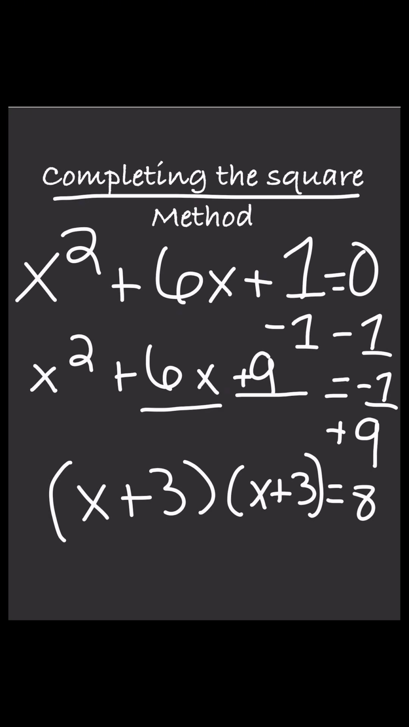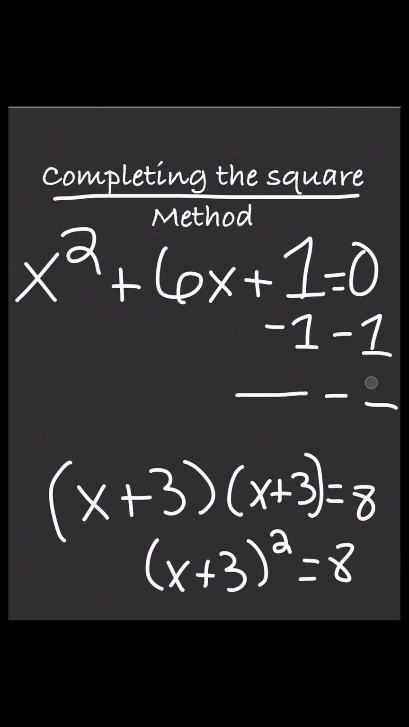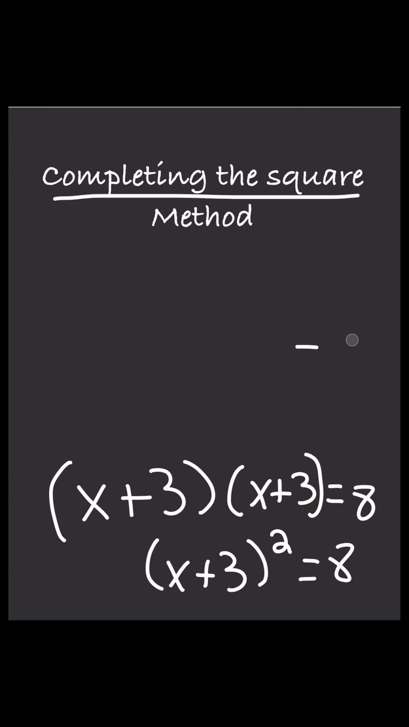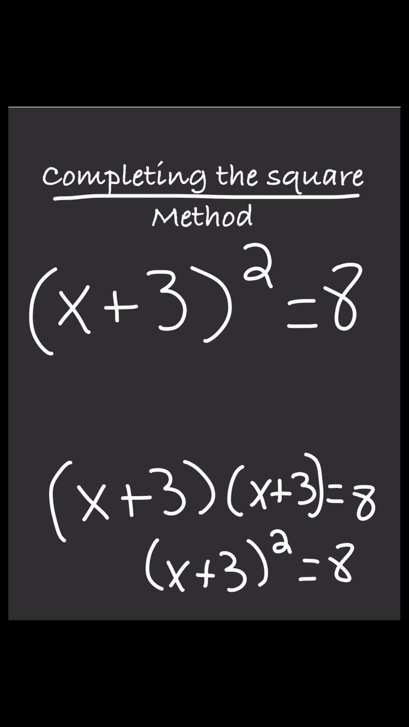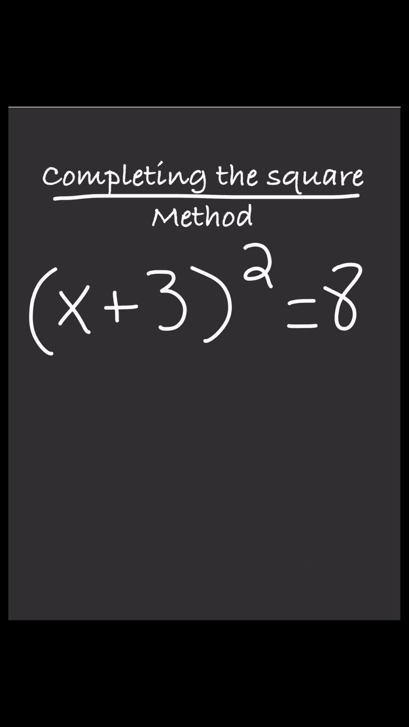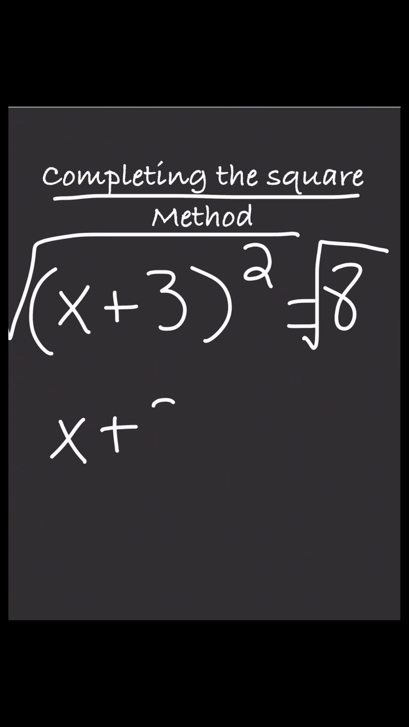Now, an easier way would be to just do x plus 3 squared, because that is essentially the same as x plus 3 times x plus 3, which is equal to 8. Since you have your equation on the left side squared, you are going to have to find your square root. So you're going to do x plus 3 squared is equal to 8, and then you're going to square root both sides. And when you square root both sides, there is no equal square root of 8. So you are going to use factoring.